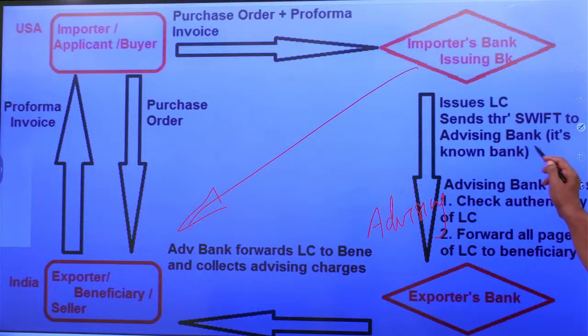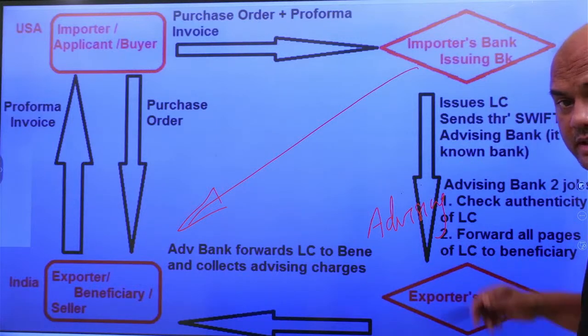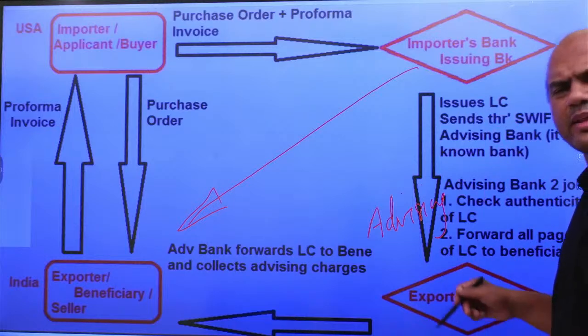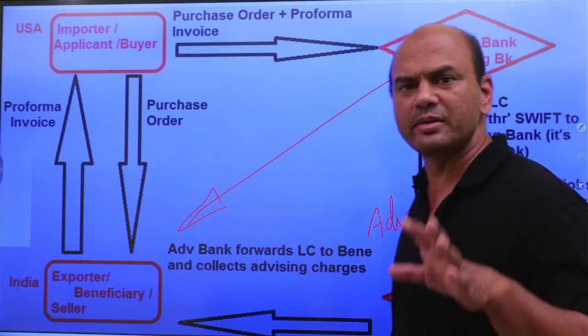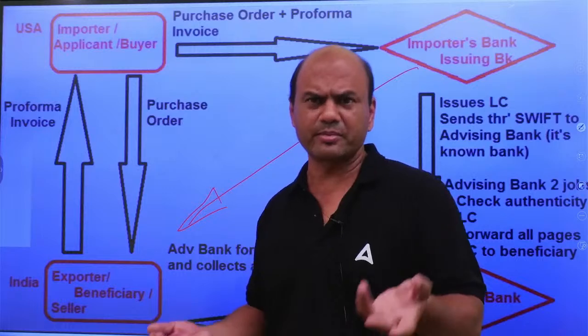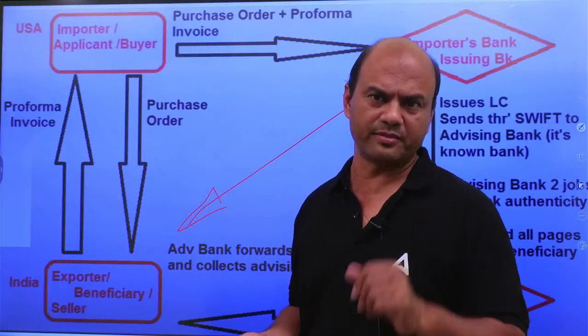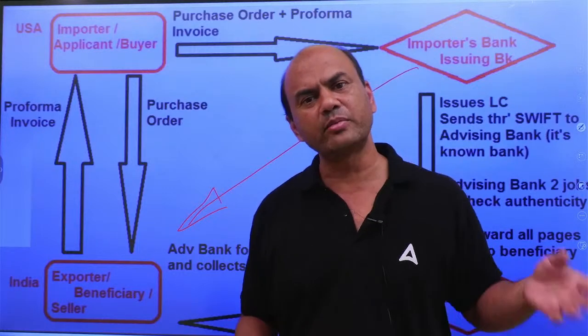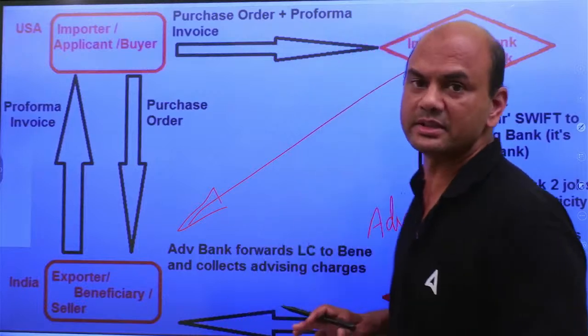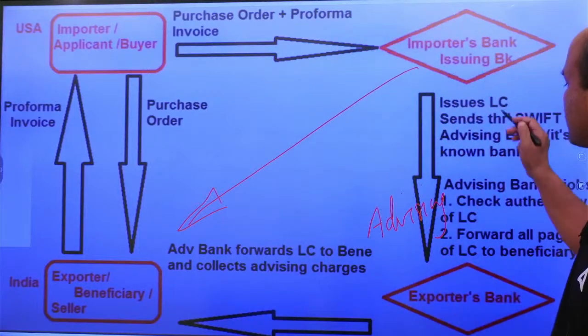Okay, advising bank. So this advising bank is its agent, meaning Citibank knows this bank. It can be anyone. It can be Citibank India also, Citibank Bharat. It can be SBI. It can be PNB. Any bank with whom it has a tie-up. So it will send a SWIFT LC.